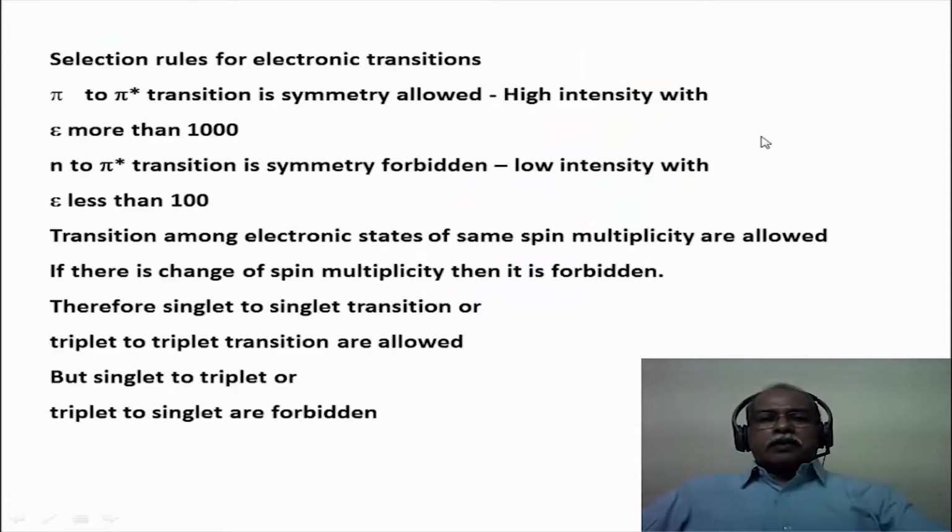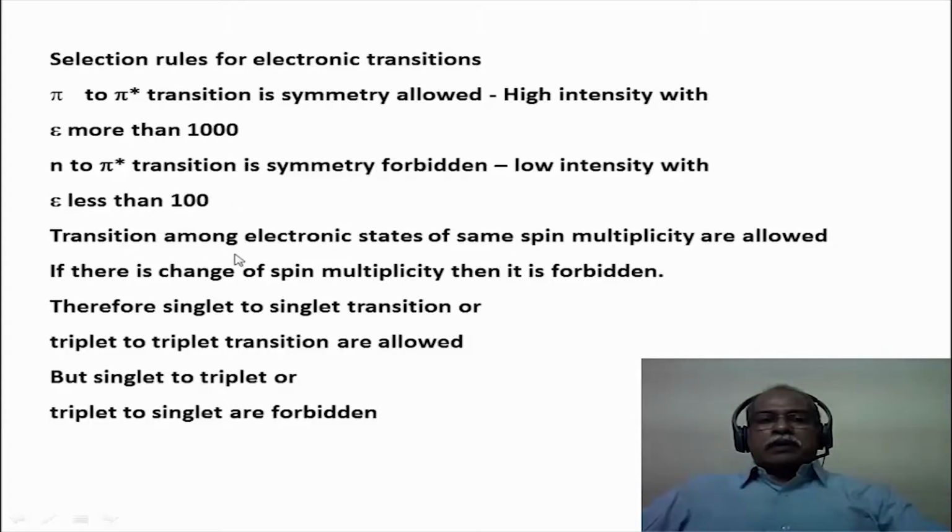Now, there are selection rules that need to be followed for the electronic transition. For example, the pi to pi star transition is a symmetry allowed process. What is meant by symmetry allowed is that it has very high intensity, of the order of epsilon more than 1000. 1000 is the bare minimum. It can go up to 10 to the power 4 or 10 to the power 5 epsilon, depending upon the transition coefficient of that particular electronic transition. On the other hand, the n to pi star transition is a symmetry forbidden transition. Therefore, it is usually of low intensity, with the epsilon value less than 100 or so.